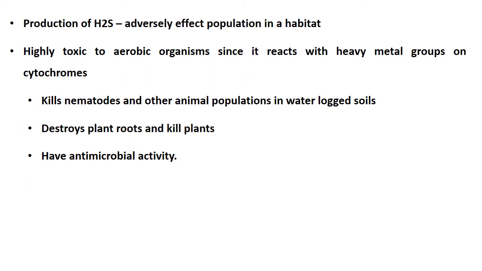The production of hydrogen sulfide has an adverse effect on the living population in any habitat. Hydrogen sulfide is highly toxic to aerobic organisms since it could react with heavy metal groups in cytochromes. As a result, hydrogen sulfide kills nematodes and other microbial populations in waterlogged soils, and it could destroy plant roots and can kill plants. H2S also has significant antimicrobial activity.